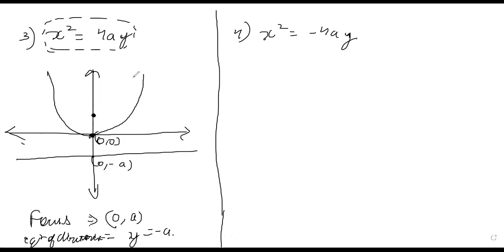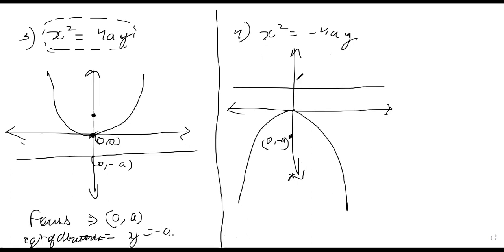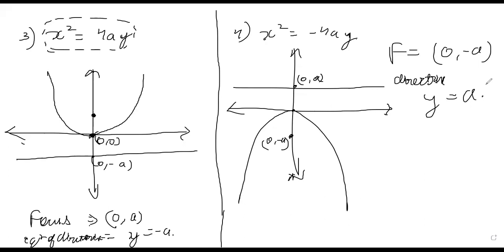Now tell me about the curvature of this parabola. It would be on the y-axis and its focus would be negative, 0, minus a, and the directrix will be on the upper side, y equals a. So here the focus is 0, minus a, and the directrix is y equals a. Understood? Okay.